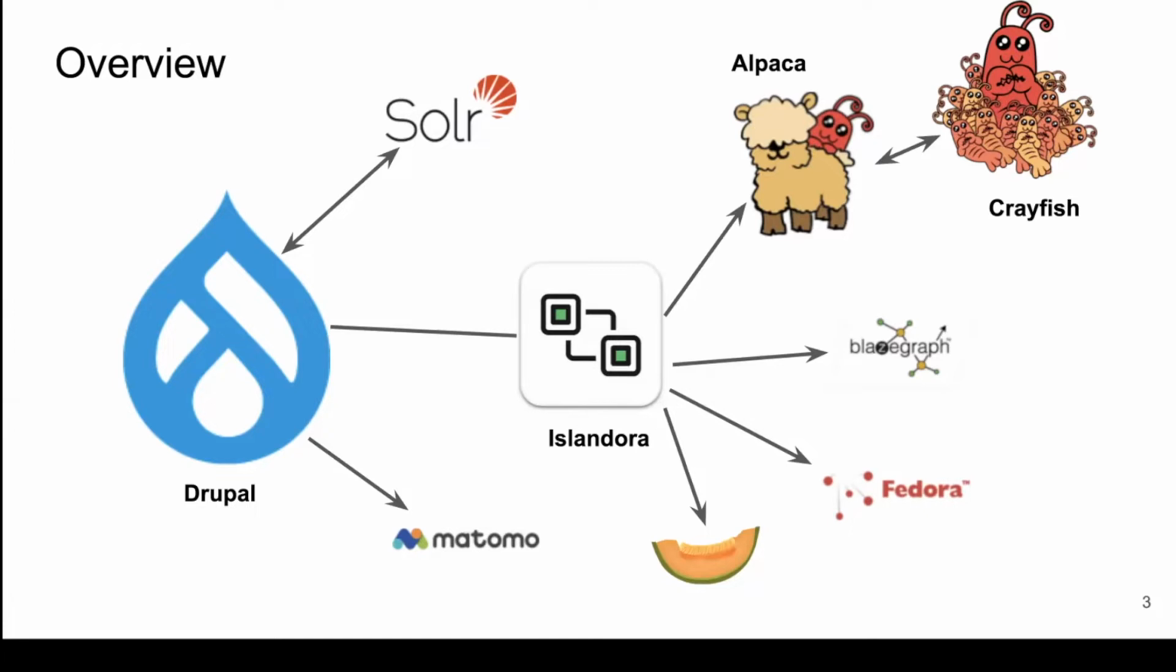So that's Alpaca, which is a server-like thing that helps us run derivatives. Crayfish, which make the actual derivatives. BlazeGraph, which is a triple store. Fedora, which is your RDF-based OCFL preservation layer. And Cantaloupe, which is an image server.